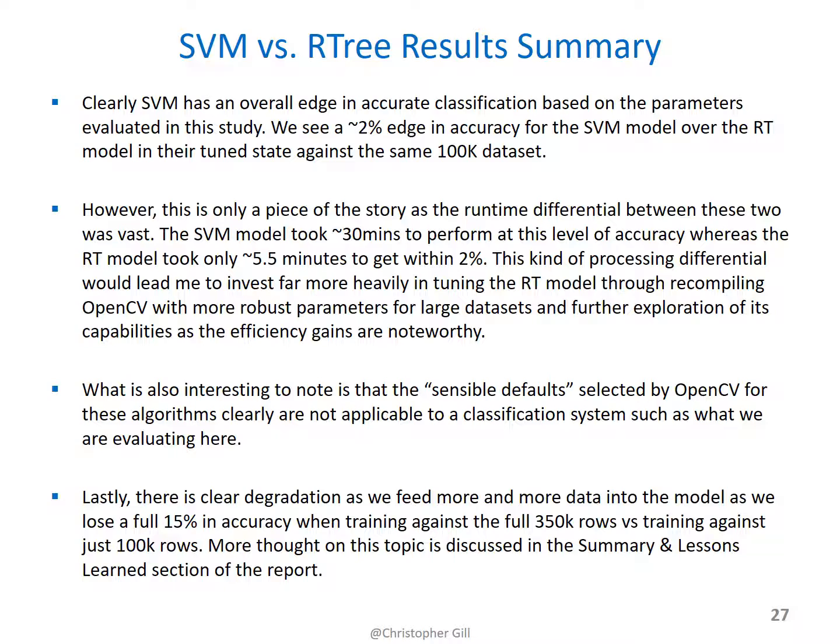As discussed, SVM showed better accuracy, but R-tree showed better performance. The only other notable result summary was that the sensible defaults for both models were horrible. Neither performed well in terms of accuracy, nor particularly well in terms of performance, though R-tree running in a couple seconds wasn't too bad.